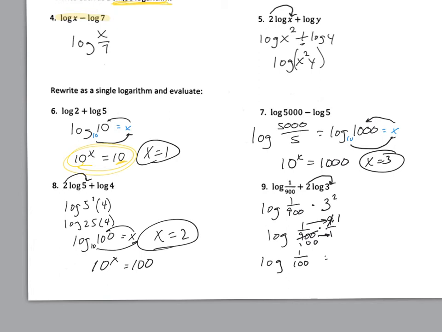Well, this is really log of 1 over 10 squared. And if you have a fraction, in order to bring this from the bottom up to the top, you make it a negative exponent. So this is log of 10 to the negative second. So 10 to the what power is equal to 10 to the negative second? Well, negative 2, of course. All right, bases match, and we look at the powers.